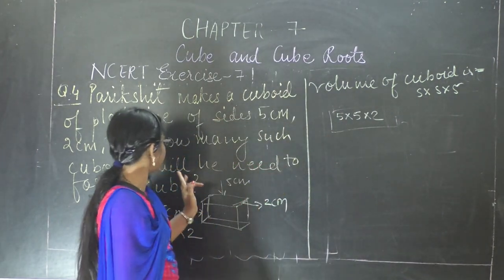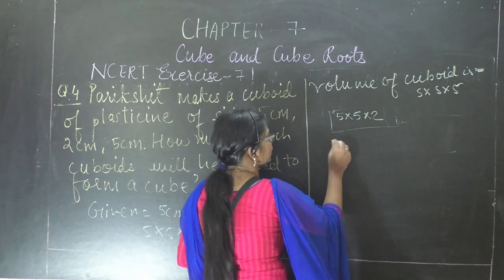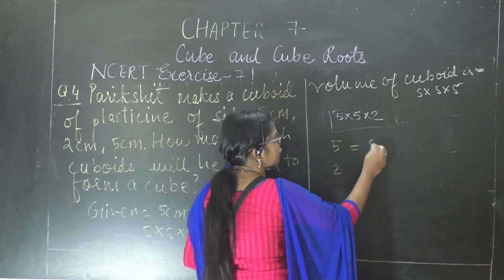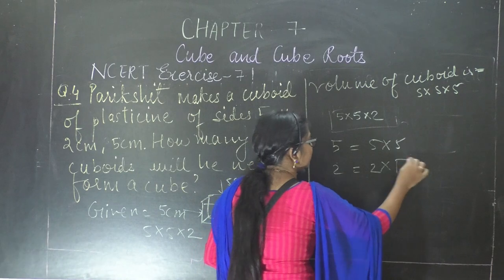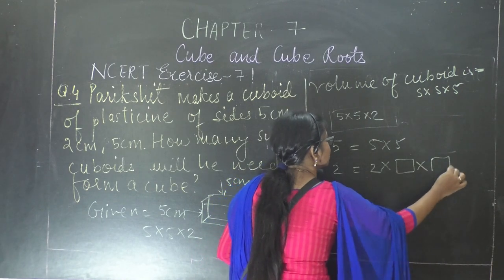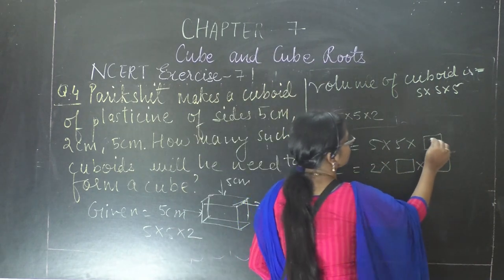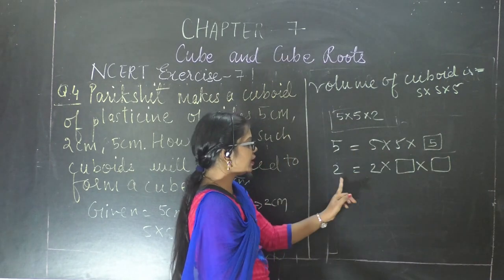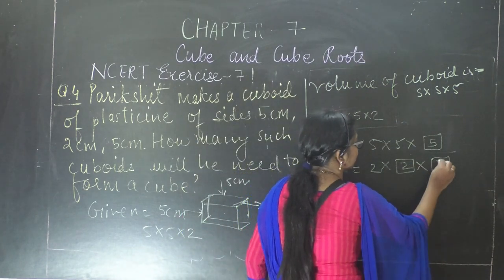But what do we need to make? We need to make a cube. And for a cube, how many of each number do we need? Here I am given 5 and 2. I have two 5s here and one 2. So what I have to multiply to make it a cube? I will multiply with one more 5. So this will become a cube. And again I have to multiply by 2 two times. So this number will also become a cube.